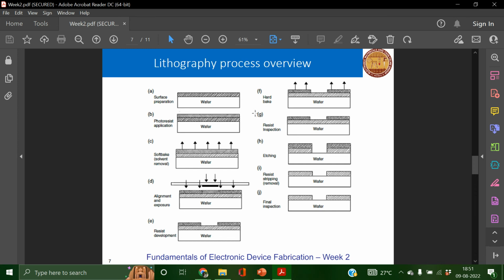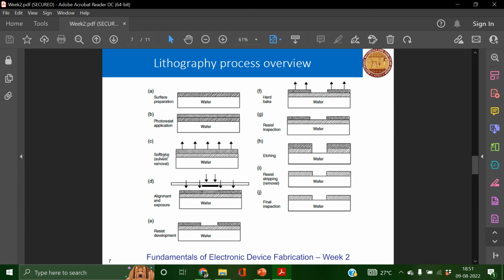So first we have the wafer. The wafer will have an oxide layer on top, and we will be applying the photoresist. Photoresist is applied using the spin-on process. Spin-on process means that initially a drop will be placed, it will rotate at a very low RPM, then after a certain time it rotates at a high RPM so that we get a uniform layer.